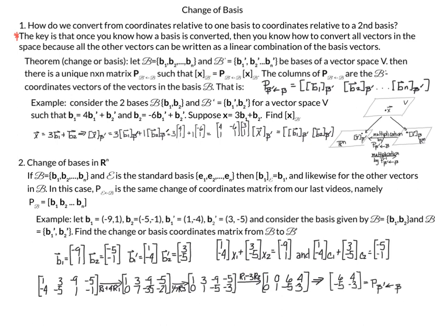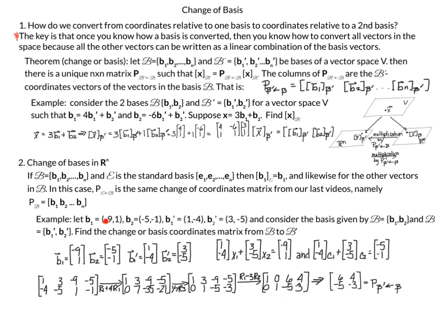So the columns of this matrix from B to B prime are the B prime coordinates of the vectors of the basis B. That is, you take the first basis vector of B, write it as a linear combination, and find the coordinates with respect to B prime. You do the same for the second up to the nth vector. And we did this example here. We also looked at the change of basis with the standard basis as a special case. And then we also did this example, which I'll review quickly.